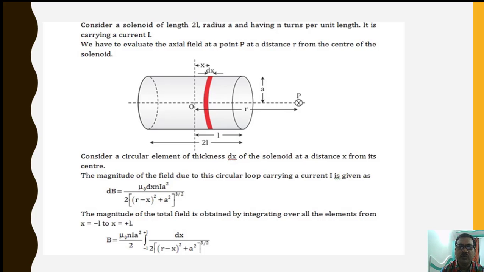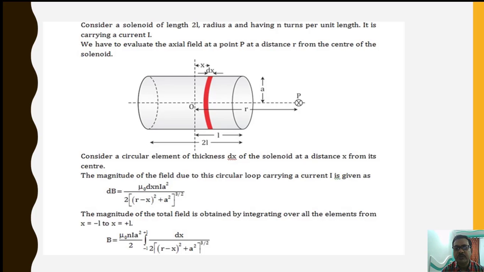I. We have to evaluate the magnetic field at point P at a distance r from the center of the solenoid. The center of the solenoid is O, and at a distance r from O there is a point P. At this point P, we have to calculate the magnetic field due to this solenoid. Let us see what we do for this.